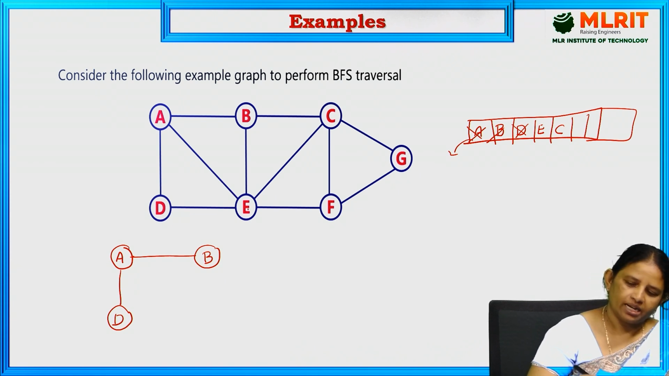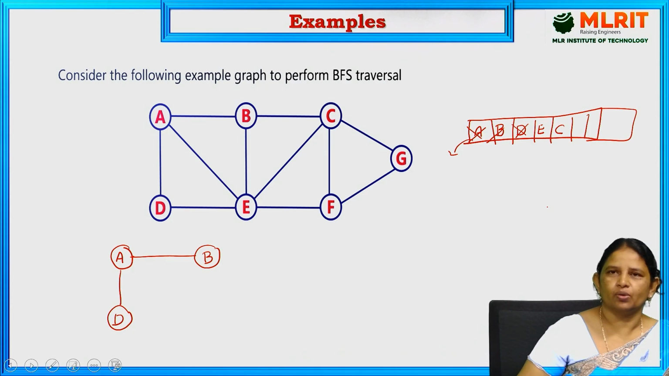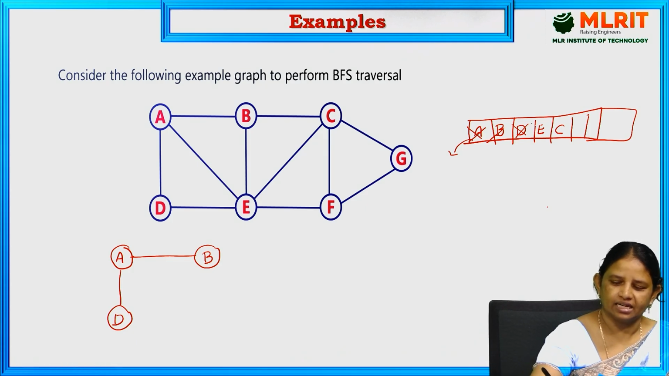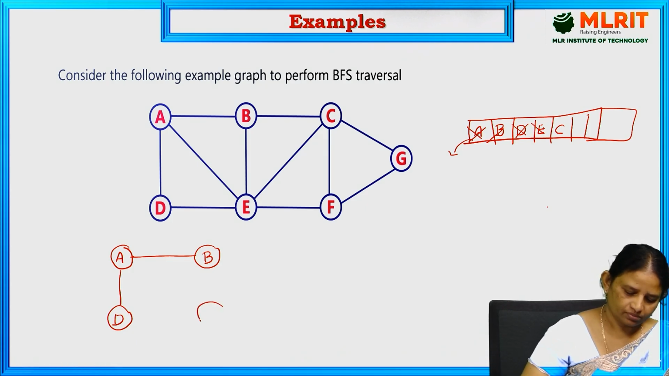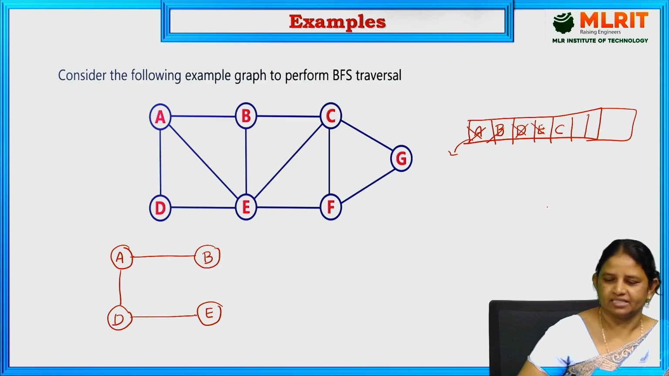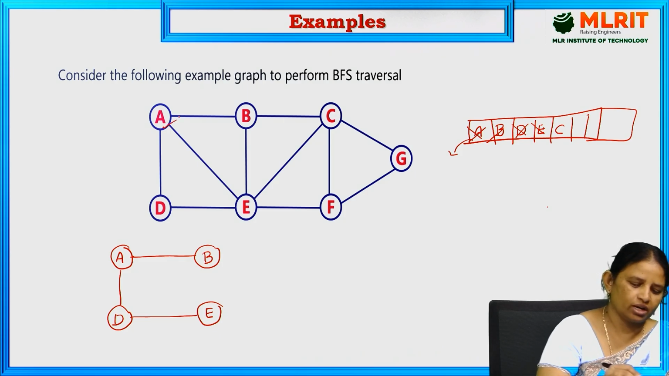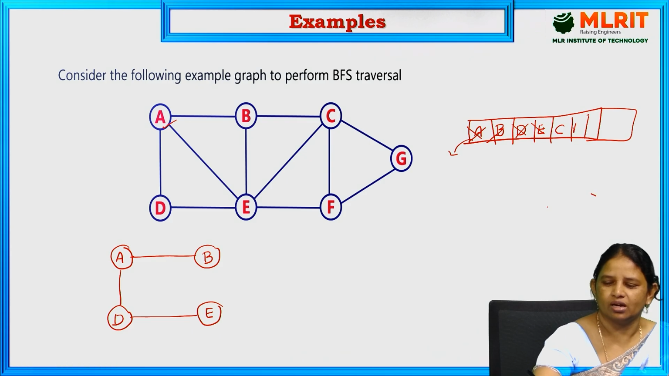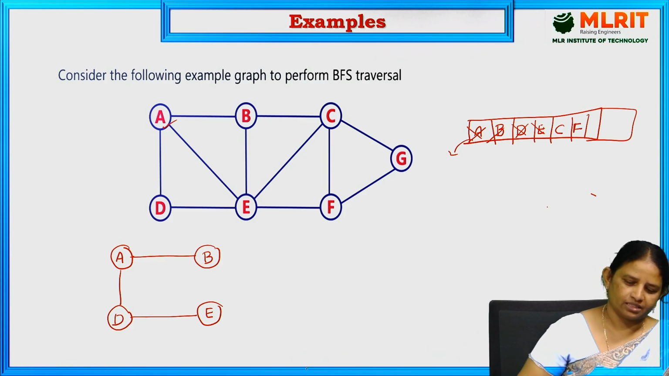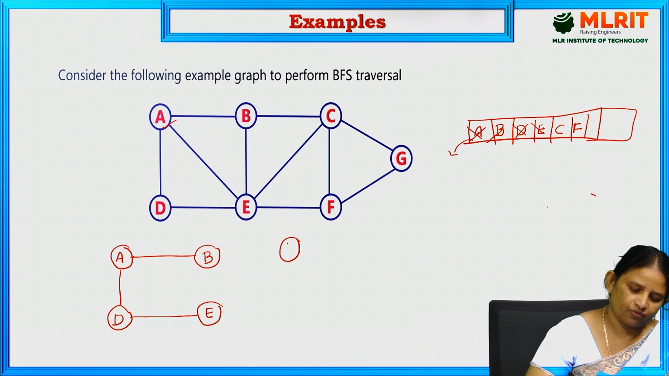Next, what is the next front element of the queue? E. E is deleted from the queue. After D is visited, what are the corresponding adjacent vertices of E? A, it is already visited. Then C is already added. F is added to the queue. Next, what is the next vertex? C. C is deleted from the queue.